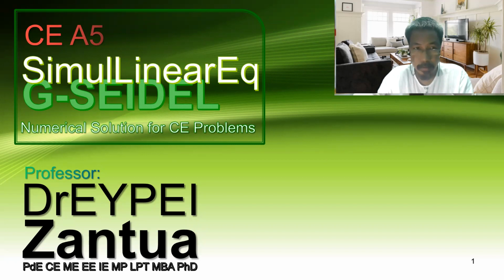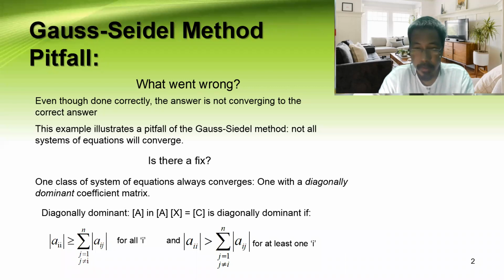In this video, let us continue with our discussion of Gauss-Seidel method in numerically solving simultaneous linear equations. In the last video, we have shown an example which seems not to be converging to a true solution, to the actual answer. So let's see what went wrong. Even though we did correctly the process, the procedure, the answer is not converging to the correct answer.